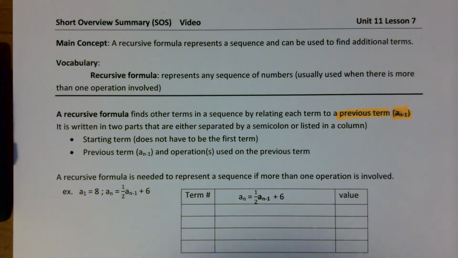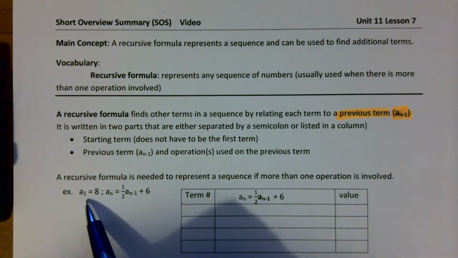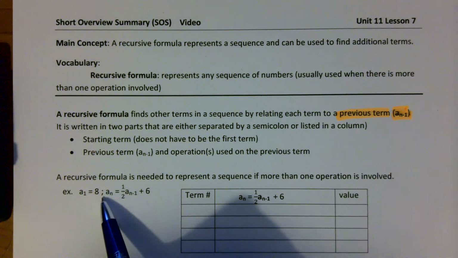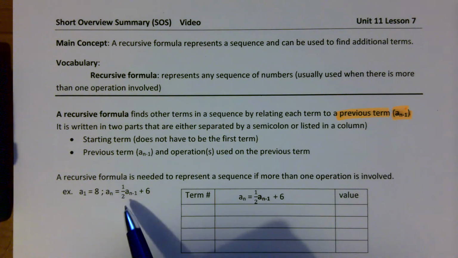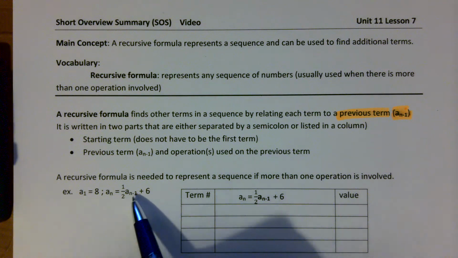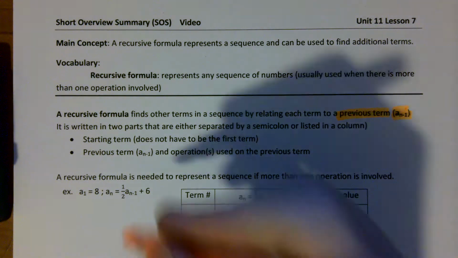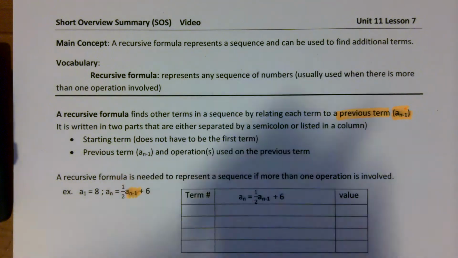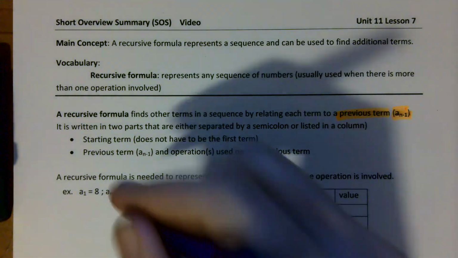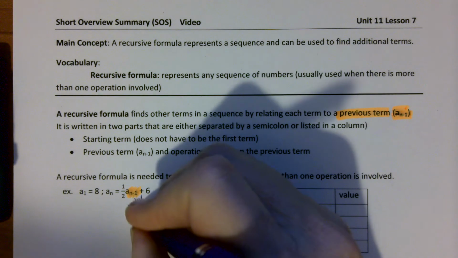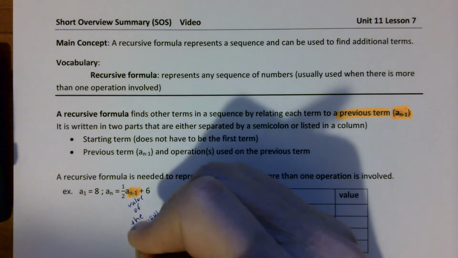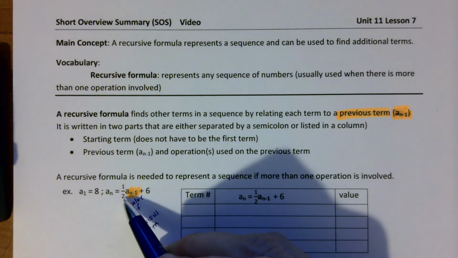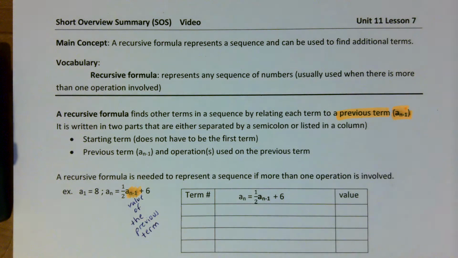So here's an example of a recursive formula. Here's my starting term, separated by a semicolon, and I can find any term by multiplying the previous term. Remember, anytime we see a sub n minus 1, it just means the value of the previous term. We're going to take that value, multiply it by 1/2, and add 6. And that's how we get our next term.